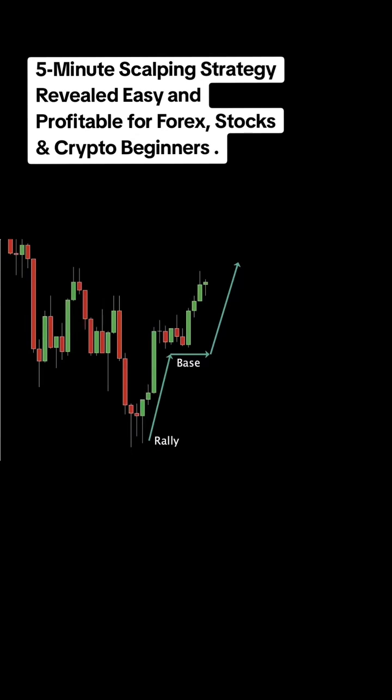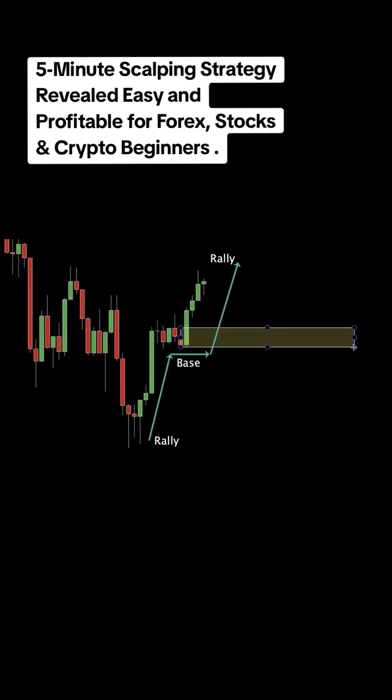For retail traders, this might look like indecision or a sign that momentum is fading. But for those in the know, it's a completely different story. This base is where institutions are quietly adding to their positions, preparing for the next leg up. They're accumulating more buying power while keeping the market calm. What we're looking for here is the next move, the second rally. When the price breaks out of the base, that's our confirmation that buyers, led by smart money, are still in control. As scalpers, our focus is to catch the move when the price returns to retest the base. That's where we can enter quickly, ride the continuation, and exit just as fast with profits in hand.